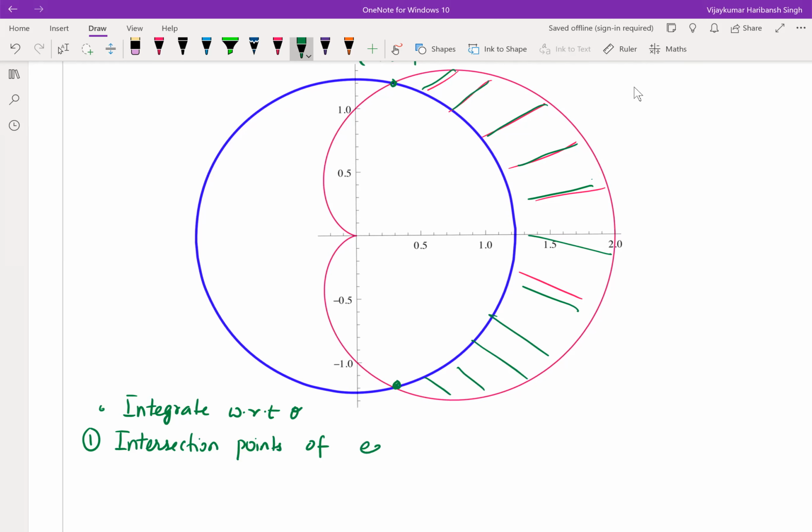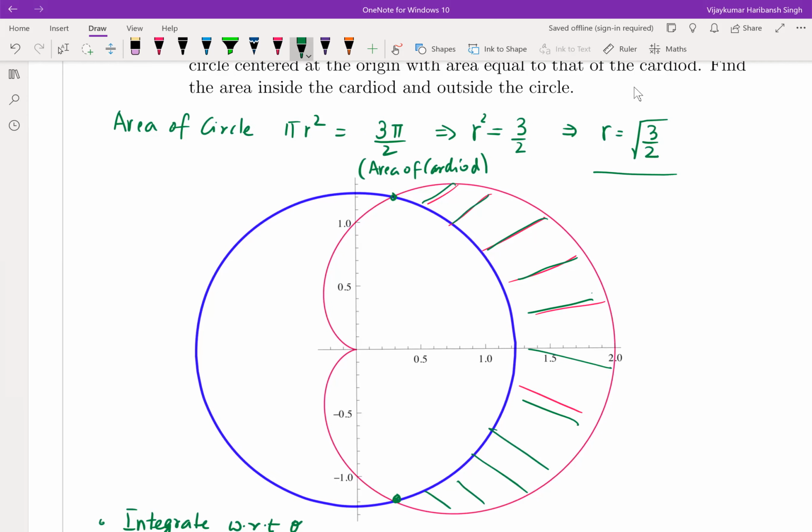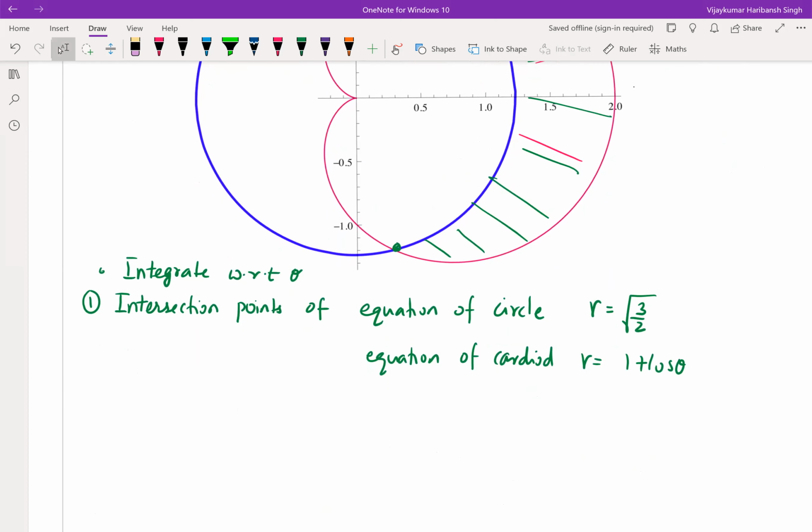So the equation of the circle: the formula for the circle is r equals root 3/2, and we need the equation of the cardioid, which is r equals 1 plus cos theta. So now we have the equation of the circle in hand. Now we need to compute the intersection, so let's compute the intersection.